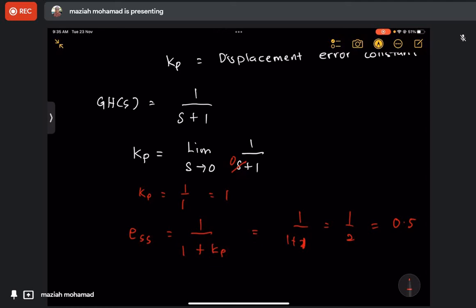Okay, so a conclusion for this: for any system, when you apply a unit step input, you can expect the steady state error to be a value, meaning you can determine the steady state error. The steady state error is 1 over 1 plus Kp, where Kp is the limit as s goes to 0 of the open loop transfer function. And here in this example, we have 0.5.